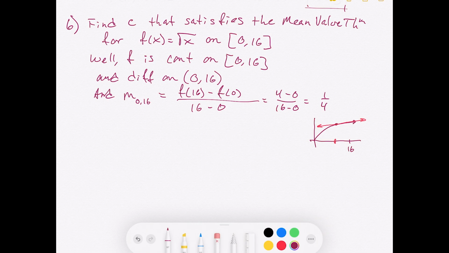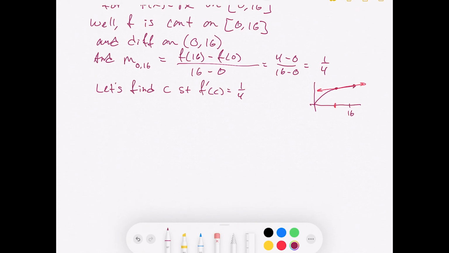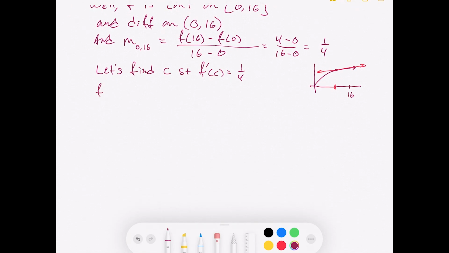So having met all of the conditions, let's go ahead and try to find the c value. Let's find c such that f prime of c is equal to 1 over 4. To do that, we're going to need to take the first derivative. So f prime of x is equal to, take the exponent of 1/2 from the square root function, multiply it down, keep the variable, decrease the exponent by 1, so 1/2 minus 1 becomes negative 1/2, and we want this to equal 1/4.